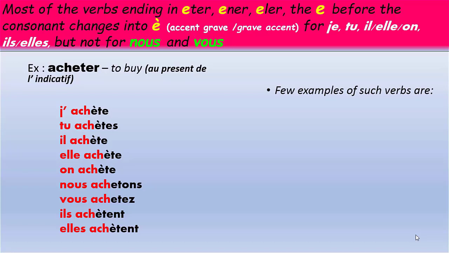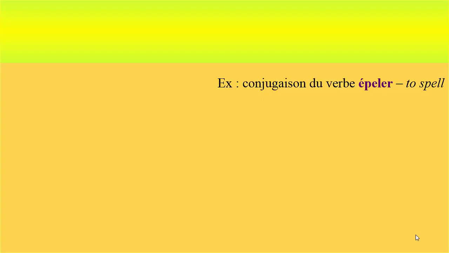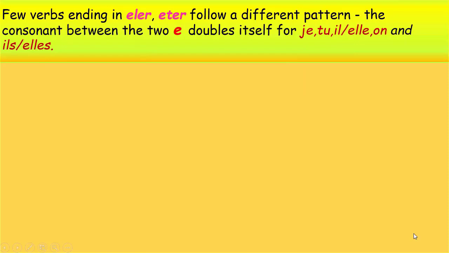So a few examples of such verbs are emmener, enlever, lever, amener, harceler et geler. So a few verbs ending in ELER, ETER follow a different pattern. The consonant between the two E's doubles itself for je, tu, il, elle, on and ils, elles plural, but not for nous and vous, the first person and the second person plural.